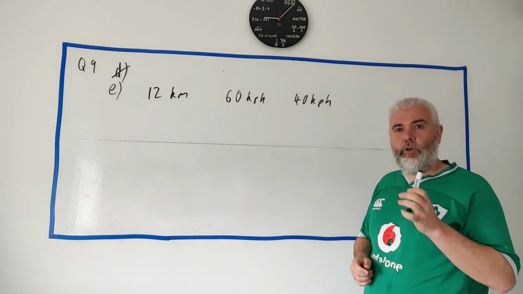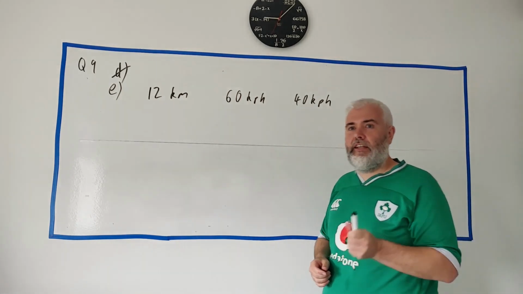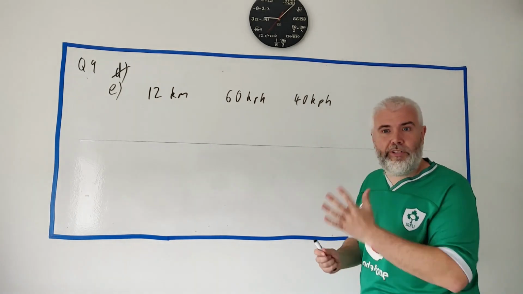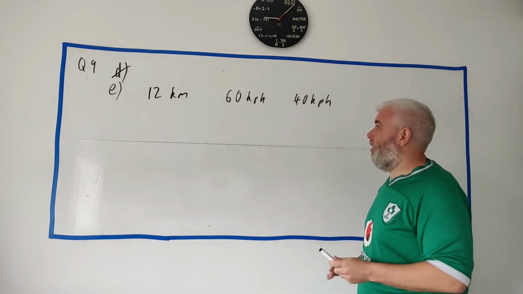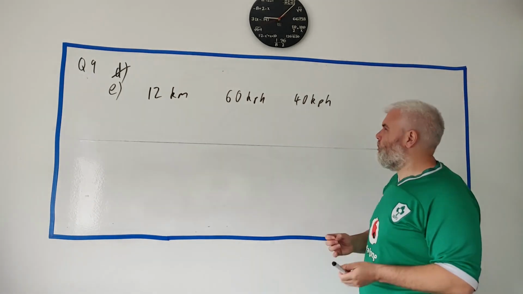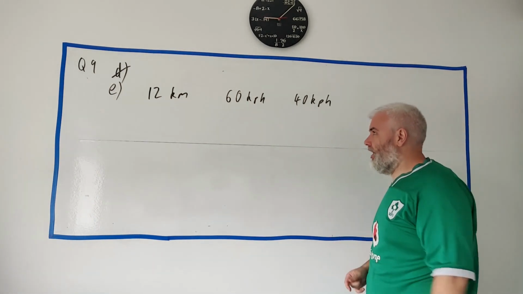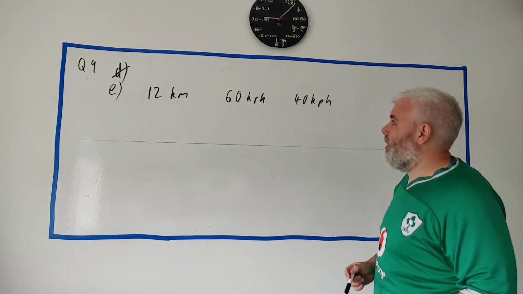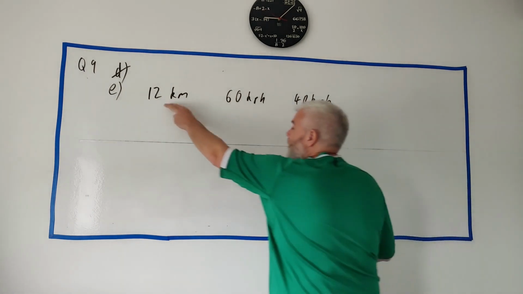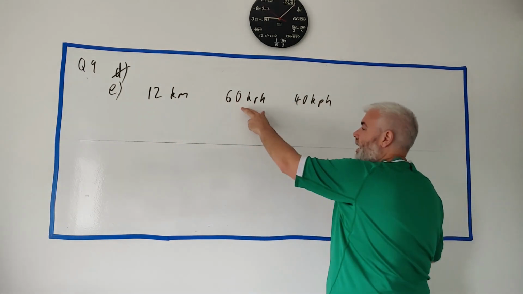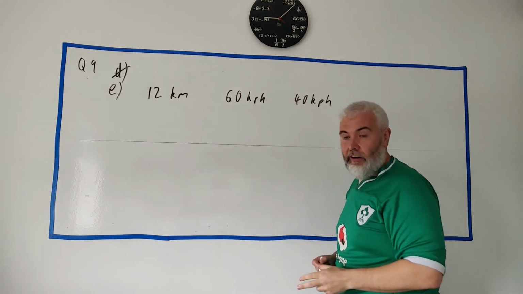So they ask us to work out the percentage increase in the time it takes. So we have to work out percentage increase of the time. So we have to work out the time it takes her. Again, that'll be second to last. So the first thing we need to work out is how long does it take her to go 12 kilometers going 60 kilometers an hour.